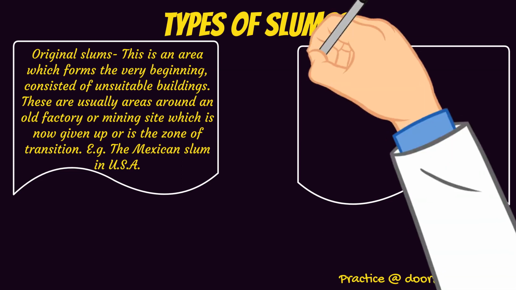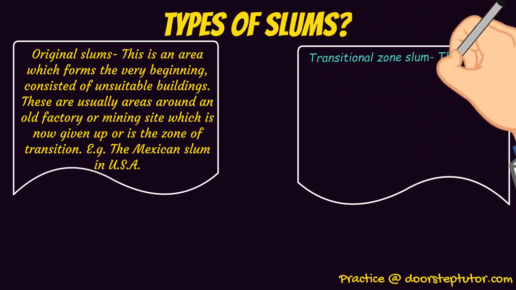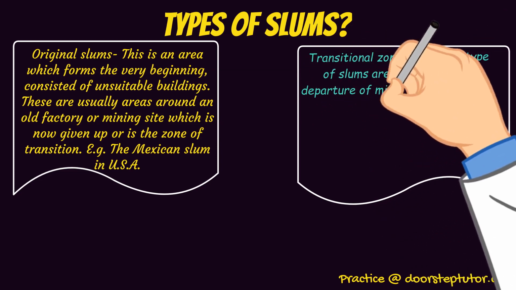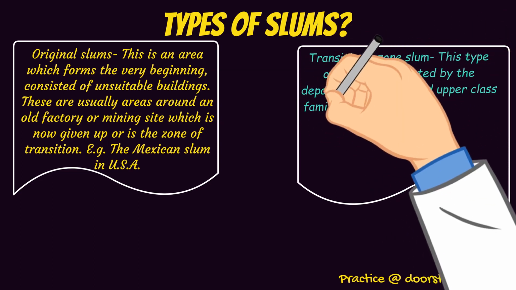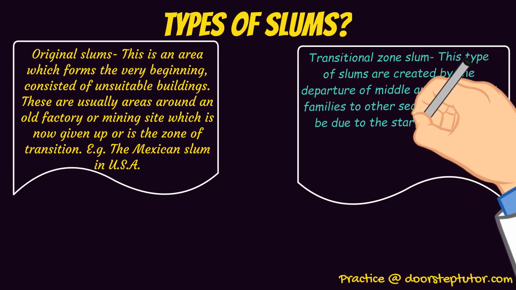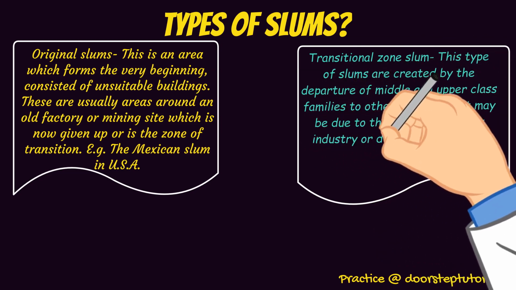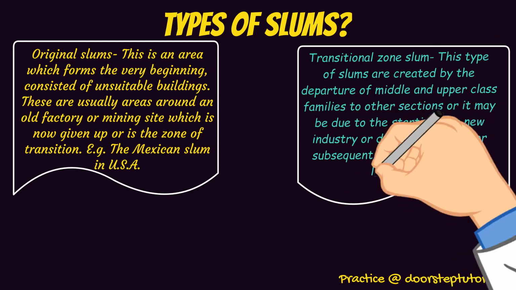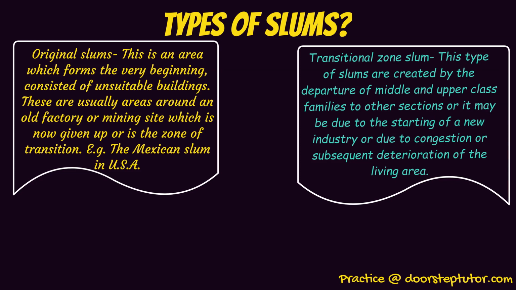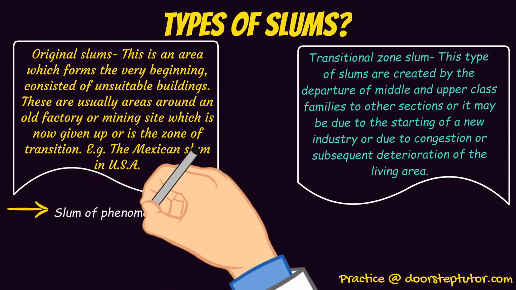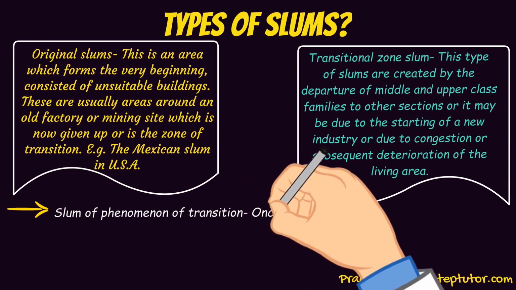Point number 2, transitional zone slum. This type of slums is created by the departure of middle and upper class families to other sections, or it may be due to the starting of a new industry, or due to congestion or subsequent deterioration of the living area. Number 3, slum of phenomenon of transition.